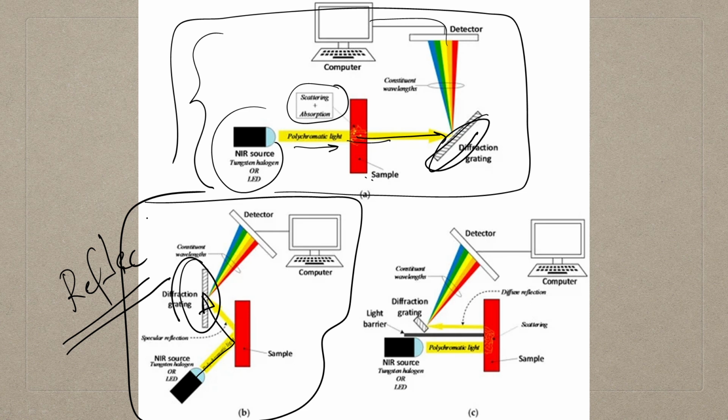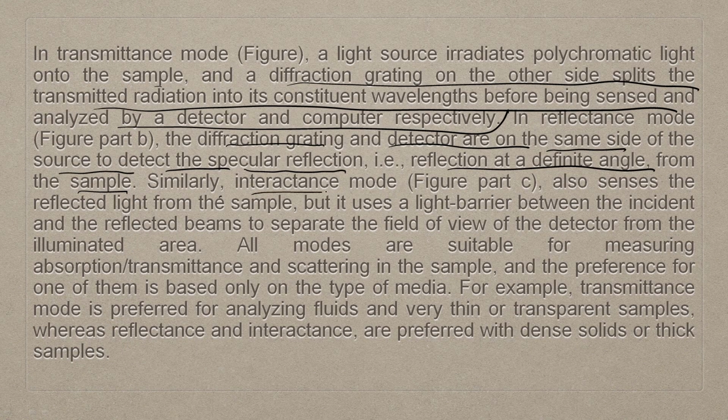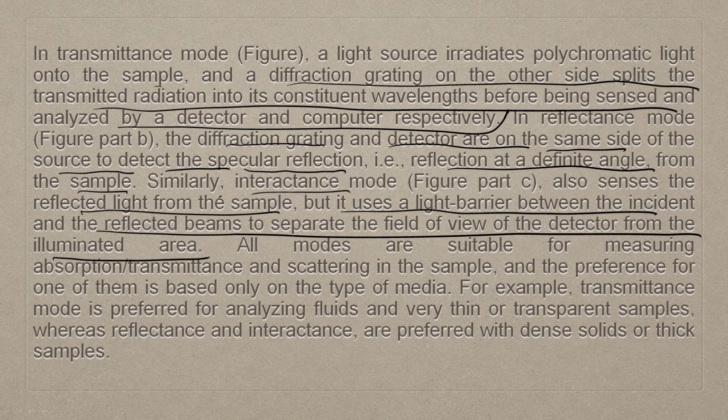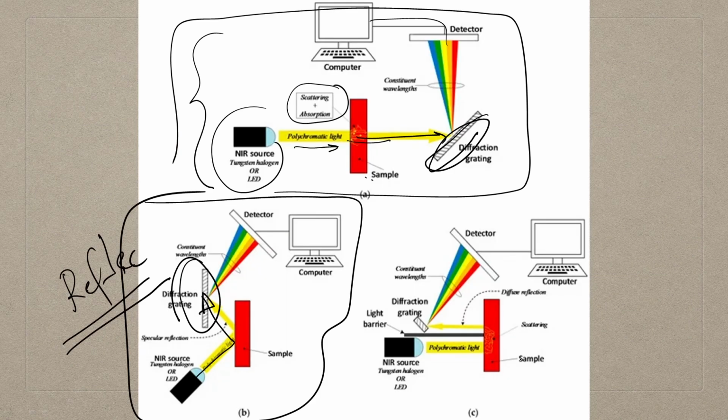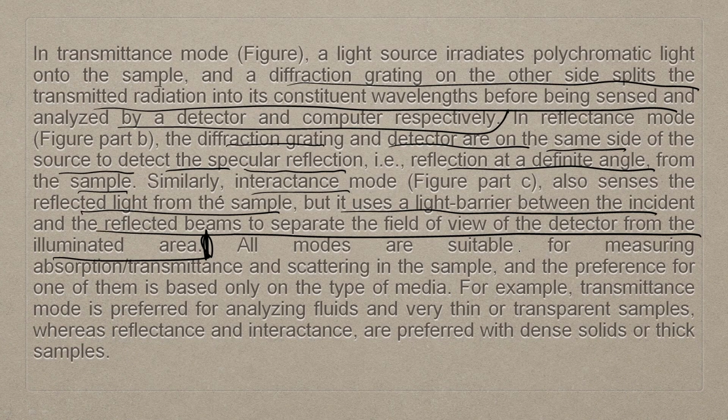Now, there is a third one, which is interactance mode, which also senses the reflected light from the sample, but it uses a light barrier between the incident and the reflected beam to separate the field of view of the detector from the illuminated area. Let us explore this one, where you have the same thing. This is also on the reflectance mode, but there is a separation, and this helps in reducing the noise of the system. But the interesting part is all the modes are suitable for measuring absorption, transmittance, and scattering in the sample, and the preference for one of them is based only on the type of media.